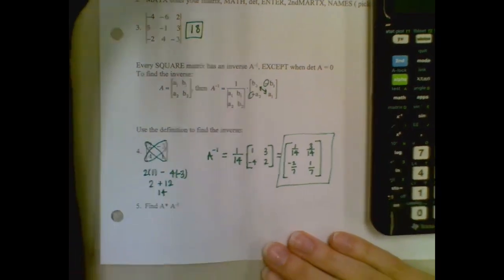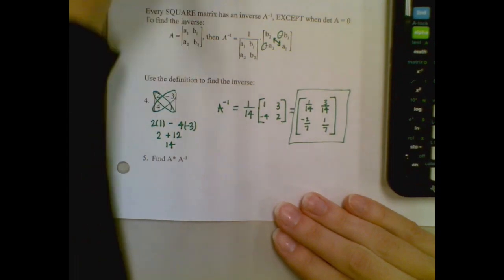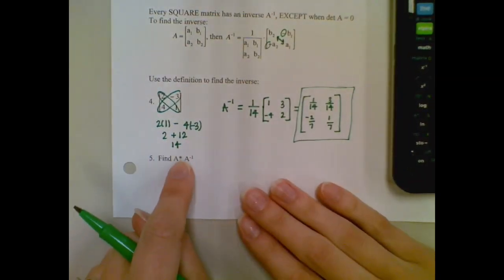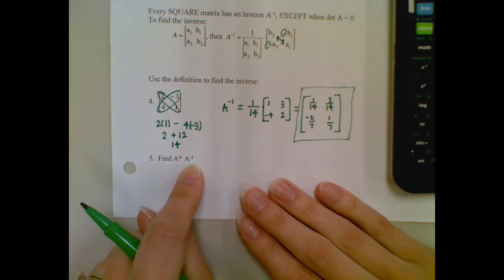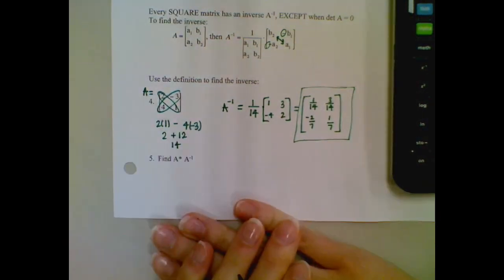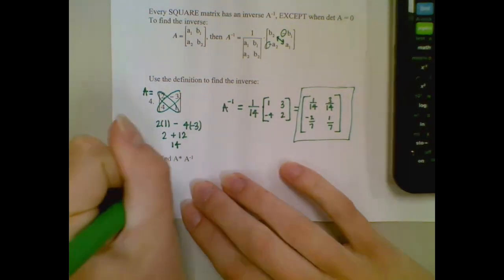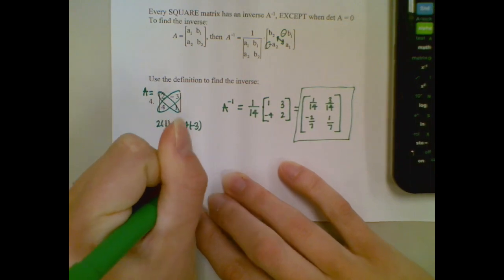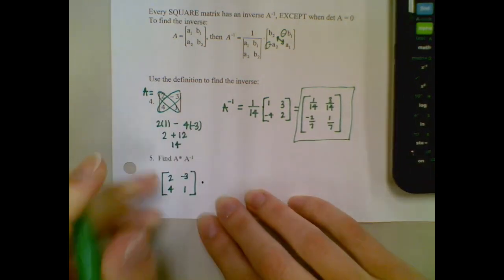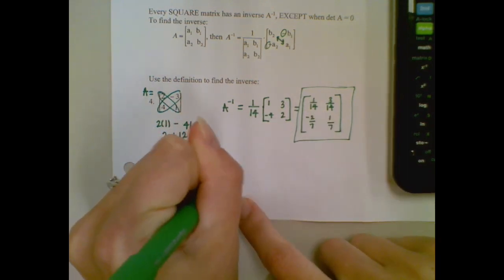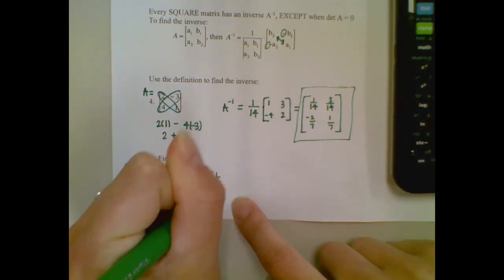Alrighty. Now let's just do this little side problem here. It says find A times the inverse of A. So this was matrix A. I labeled this as matrix A. So that's 2, 4, negative 3, 1. And we're going to multiply that by the inverse, which is this guy right here. So I'm just copying it down.